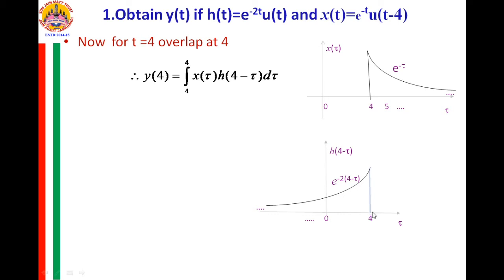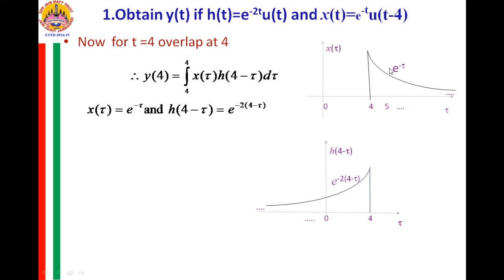What is this h of t minus tau? You observe here, when t is equal to 4, this h of t minus tau is existing up to 4. If t is equal to 5, that is if I am sketching this as h of 5 minus tau, one more time you have to shift this side, and you will observe that h of 5 minus tau will be existing up to 5. So in general, if it is h of t minus tau, our observation is that it will be existing up to t.